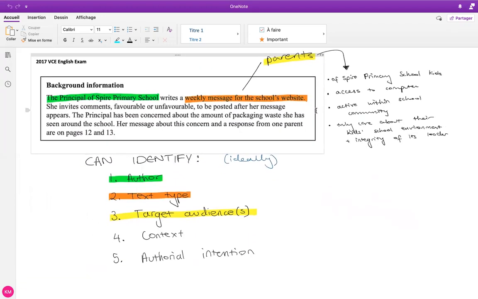Now, the context is something I don't think many students think about, but it's well worth identifying. If you're unaware of what the context means, it's just what's happened in the world of the author to prompt them to write this particular text. So in our case, what's happened within the school that's caused the principal to write a weekly message, to write this particular weekly message?